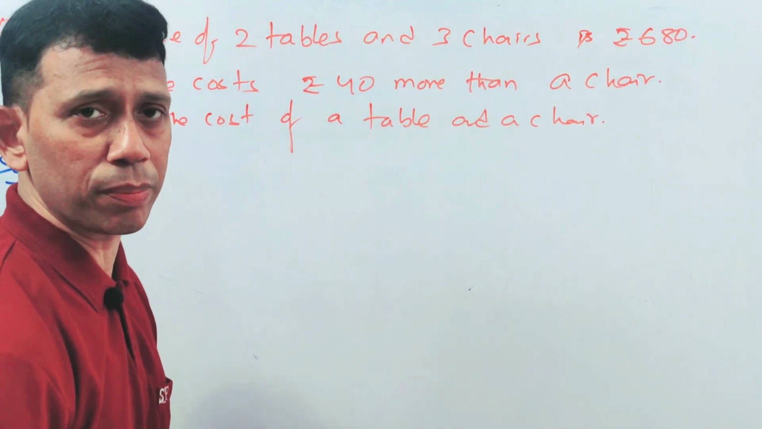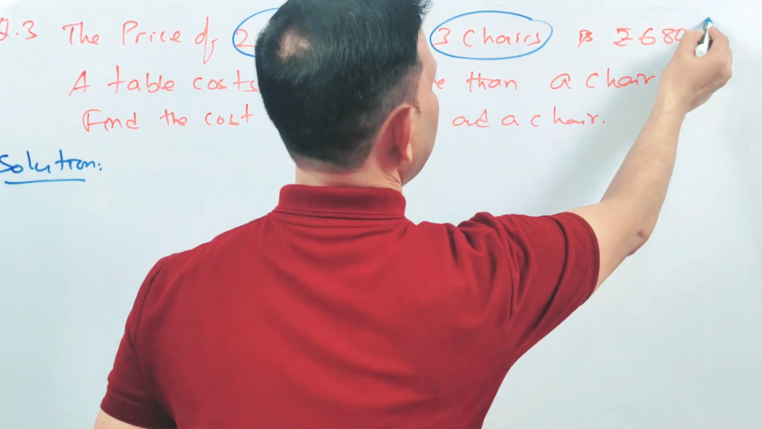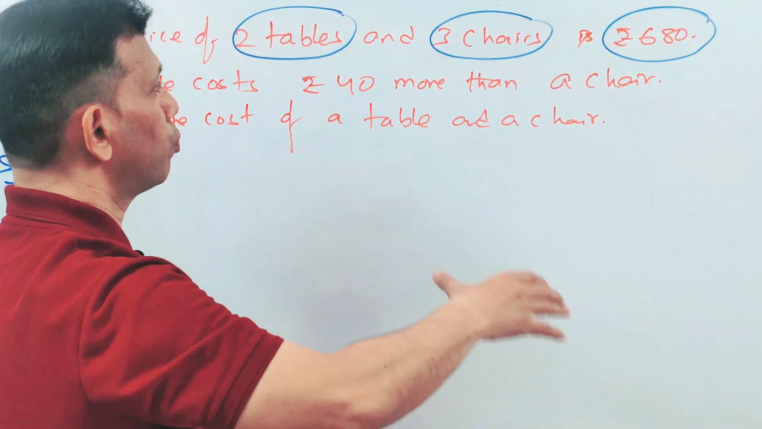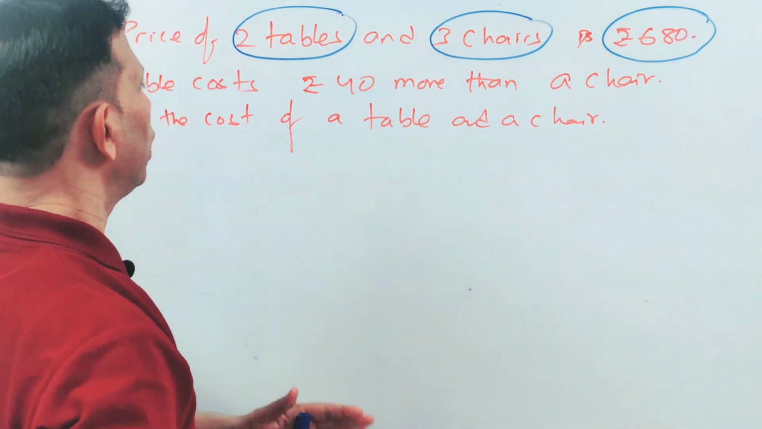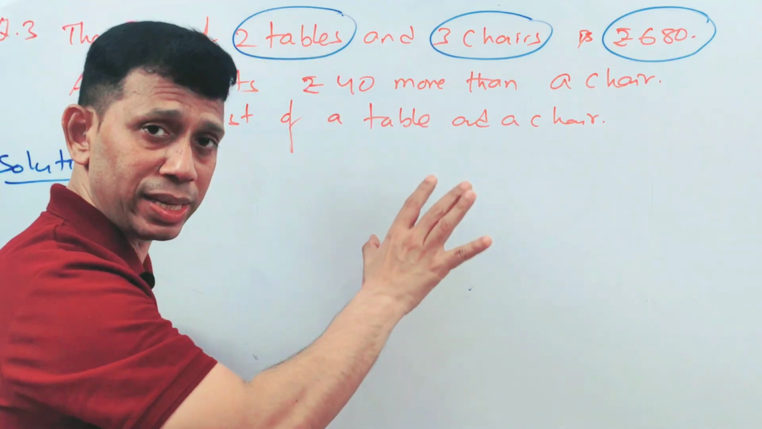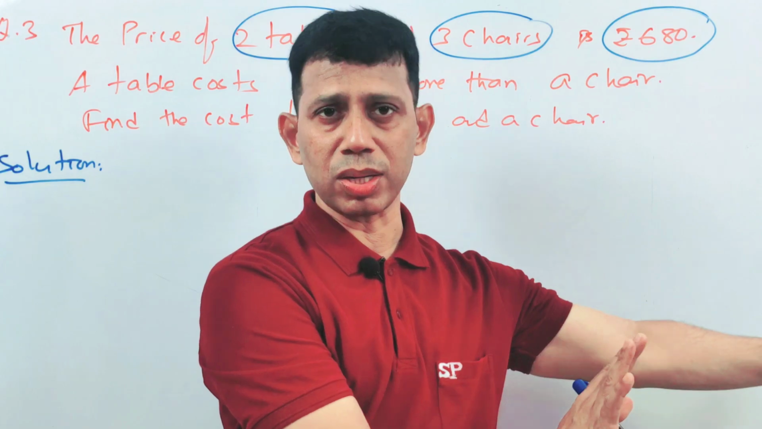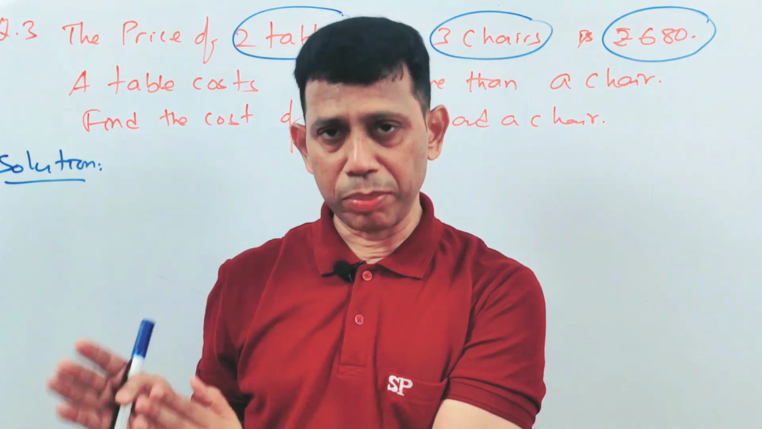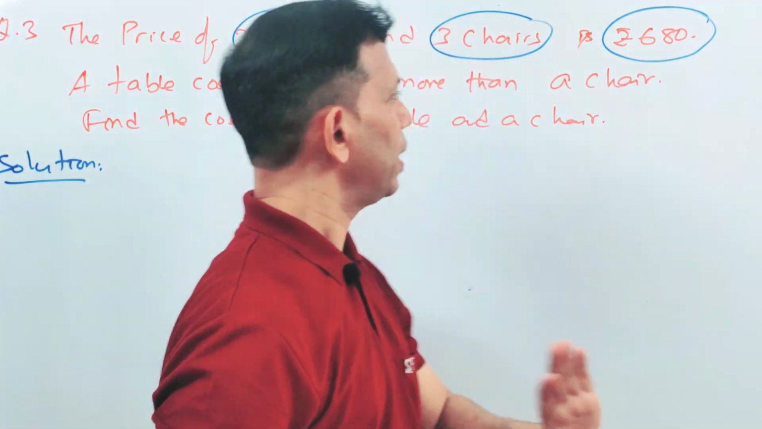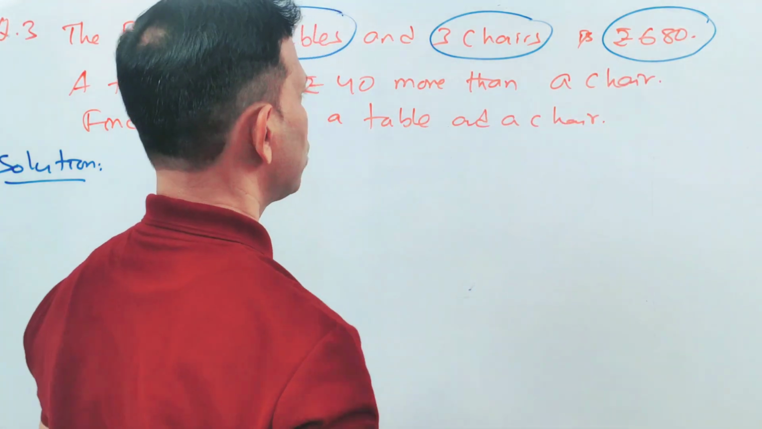Easy. The price of 2 tables and 3 chairs is 680. This is the first sentence. So from the first sentence we will get some clue, then the second sentence is also there. In the first sentence, the total cost of 2 tables and 3 chairs has been given. Means the cost of 2 tables plus the cost of 3 chairs is equal to 680. Now 2 tables plus 3 chairs is equal to 680.